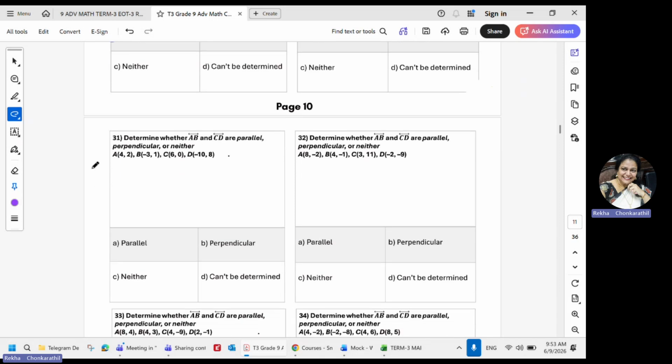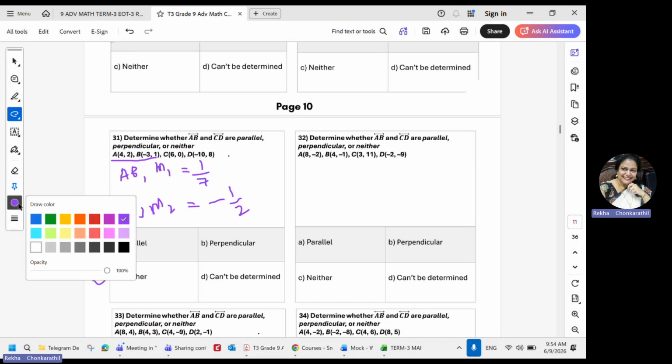Here we are going to first find the slope of AB using the formula. If you use the formula y2 minus y1 divided by x2 minus x1, then your M1 will be 1 by 7. Similarly, for CD, the slope, which is M2, you get negative 1 by 2. Are they equal? They are not equal. When you multiply them, are you getting negative 1? You are not getting negative 1. So they are neither parallel nor perpendicular. So your answer will be neither.